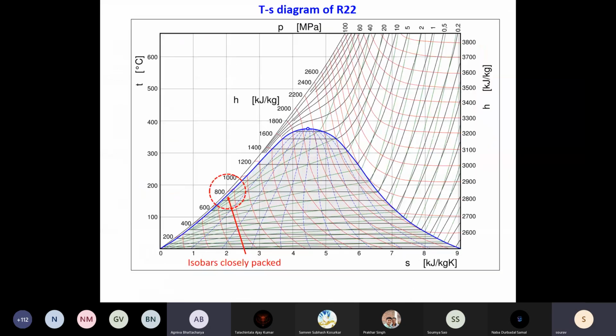Let me go one slide ahead. This is the actual TS diagram of R22. Now you see this is the pressure line. These are isobars. Okay, so you can see 0.2 megapascal all the way till 100 megapascal. So this is this black line. Now all these isobars are so closely packed in this region.